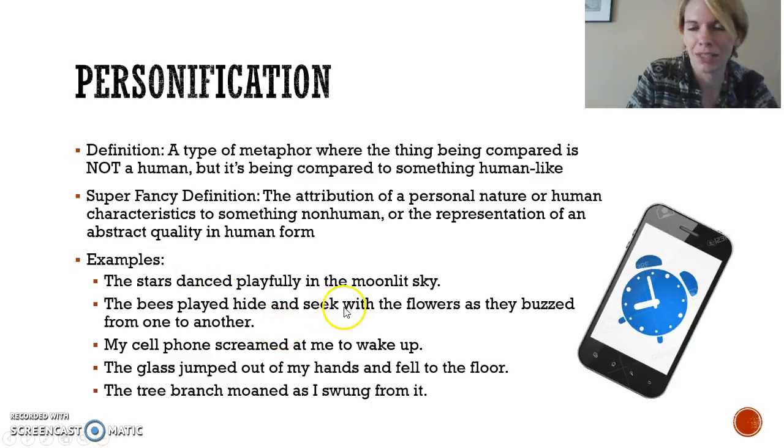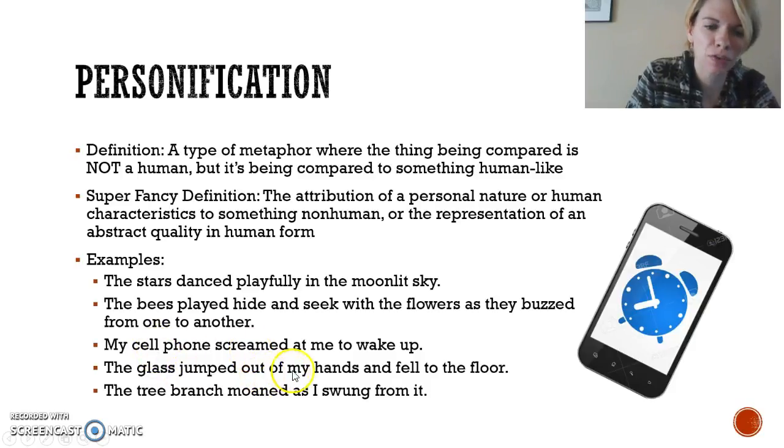Bees can't play hide and seek. That's something people do. So we're comparing how the bees were behaving to playing hide and seek. That's personification. My cell phone screamed at me to wake up. Cell phone, the sound it's making is being compared to a human scream. Cell phones can't scream. Okay, so it's personification.